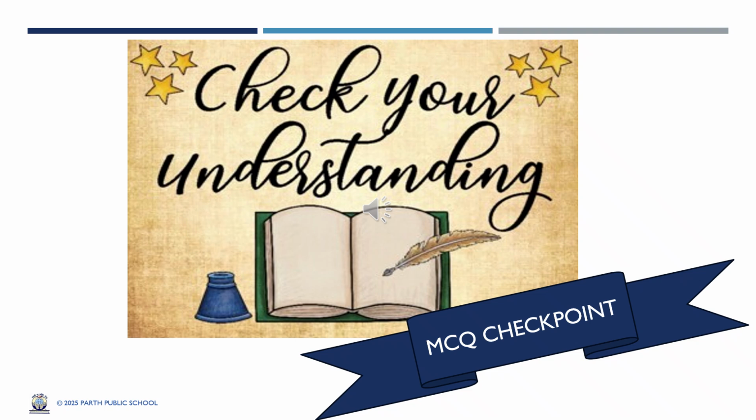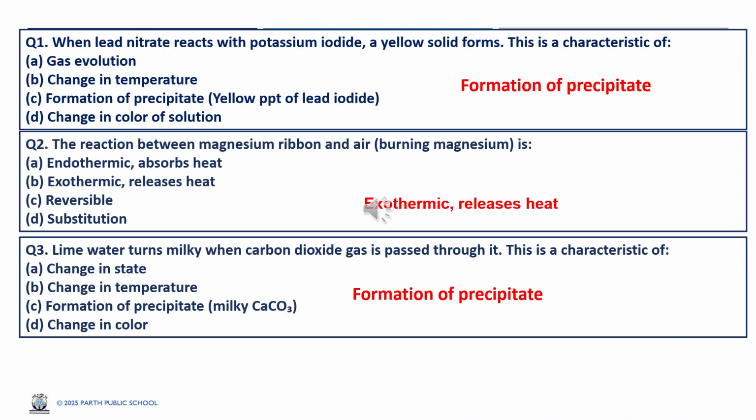Students, it's time for a MCQ checkpoint. Let's quickly test your understanding. Question number 1. When lead nitrate reacts with potassium iodide, a yellow solid forms. This is a characteristic of A. Gas evolution, B. Change in temperature, C. Formation of precipitate, and D. Change in color of a solution. And the correct answer is formation of precipitate.